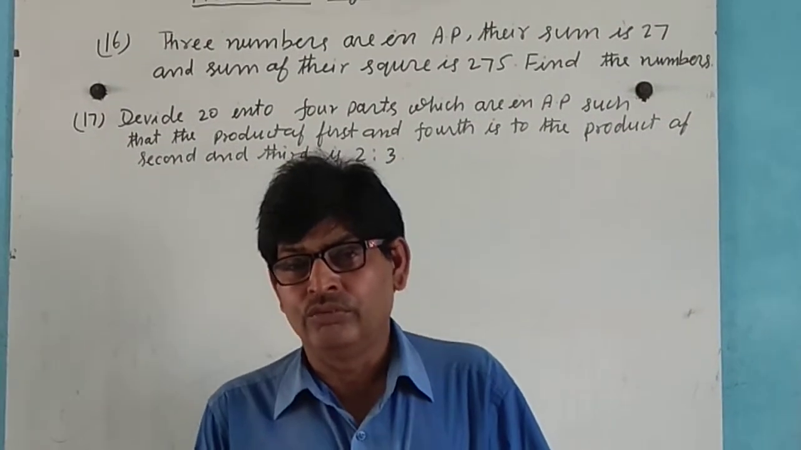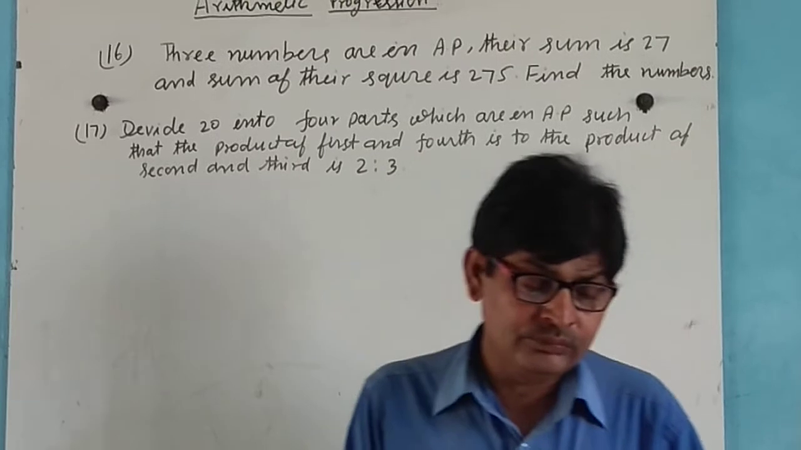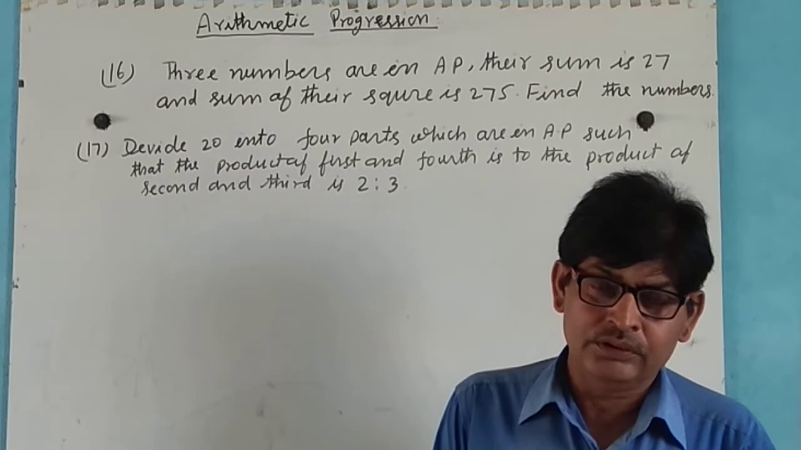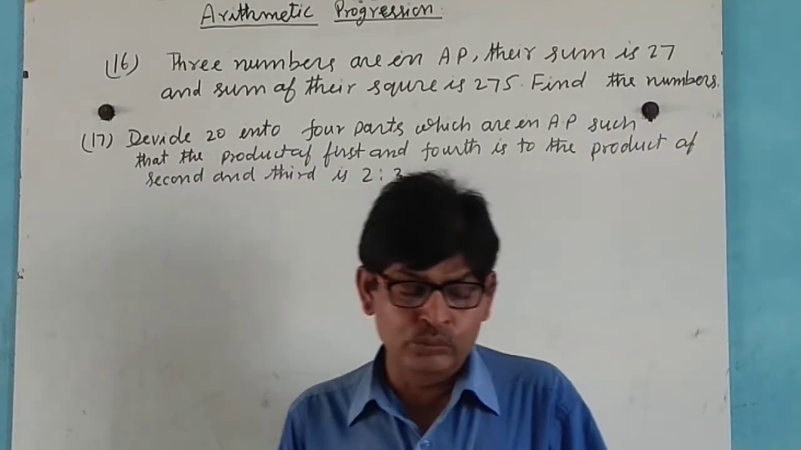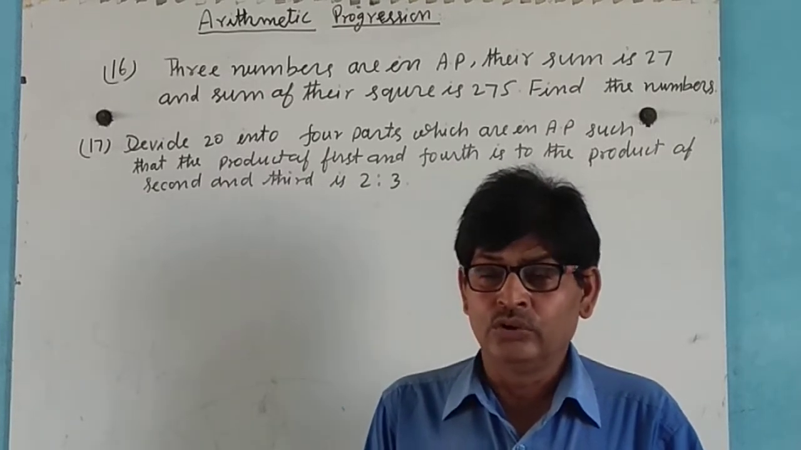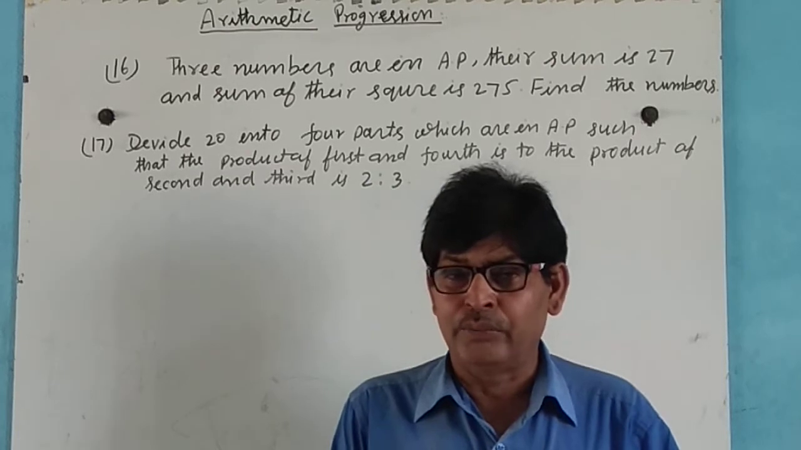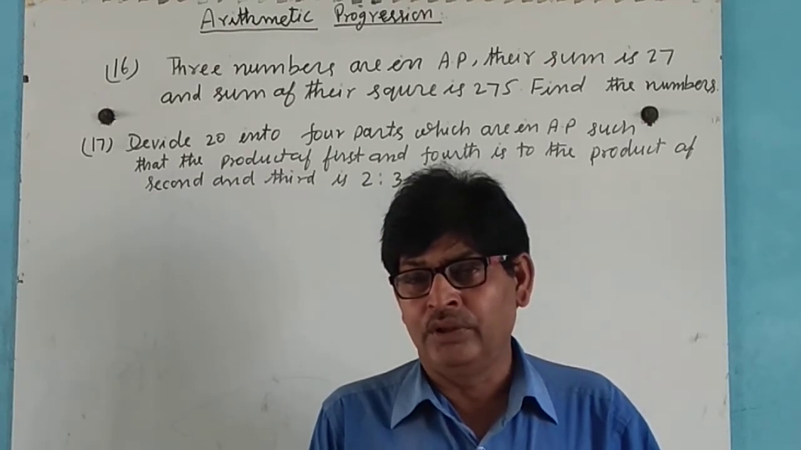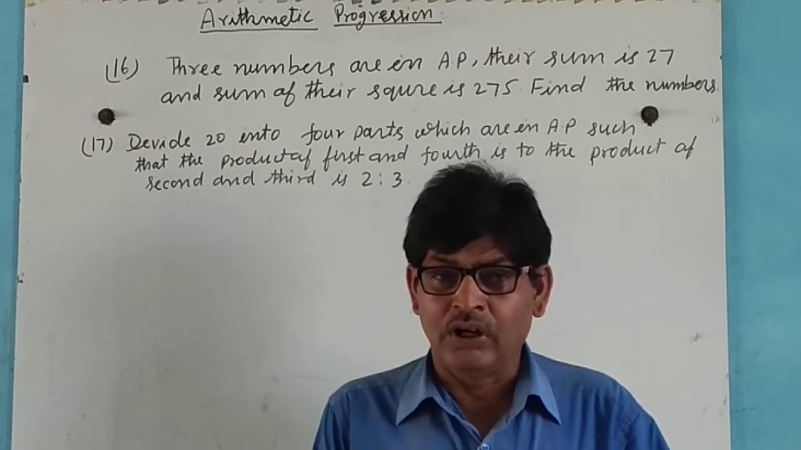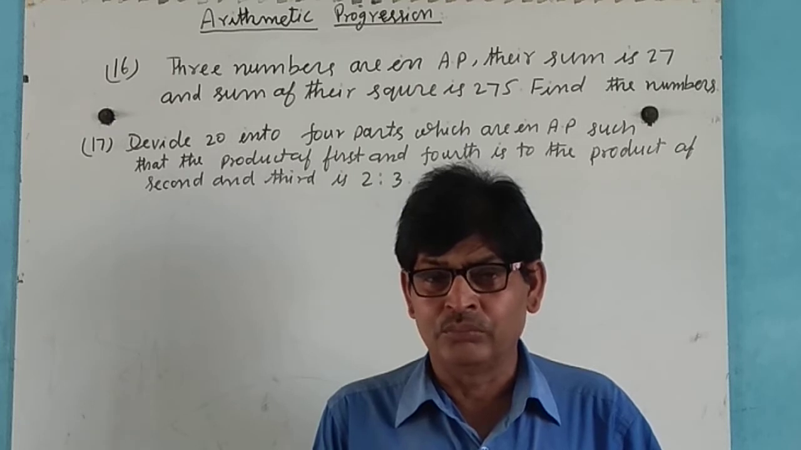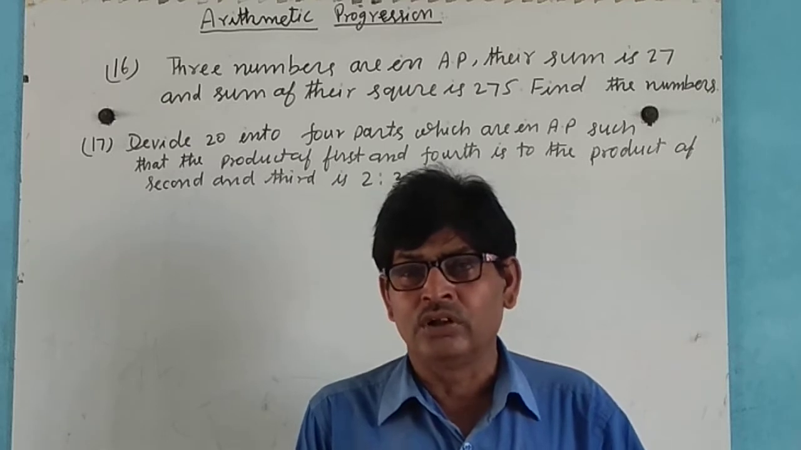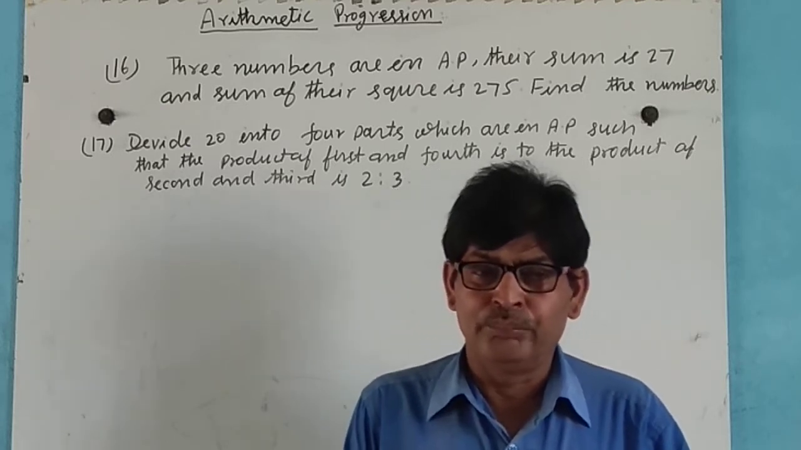Today we are going to study some problems of AP. Today we discuss how we take three terms or four terms in AP when their sum, square of the sum, or cube of the sum are given. In those cases, how do we choose the terms of AP?